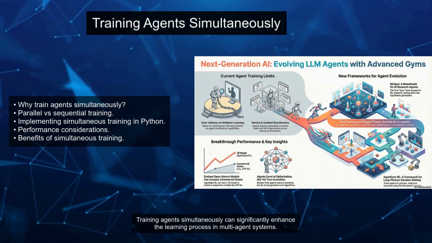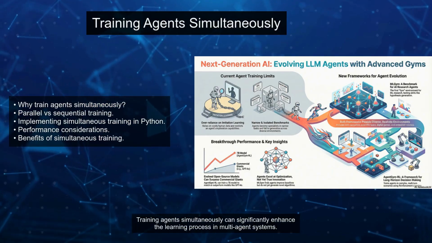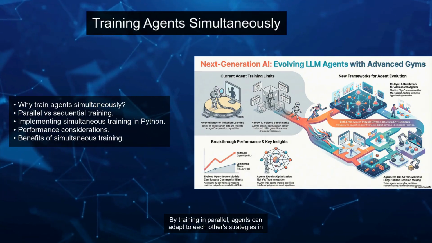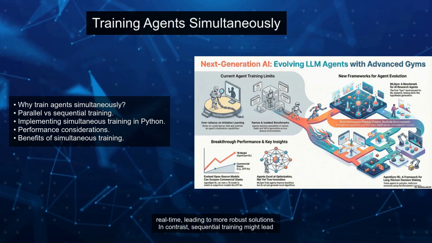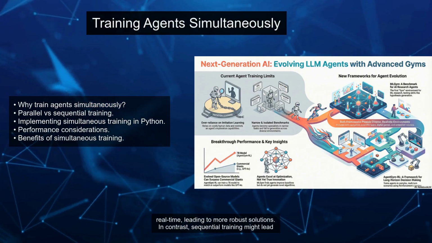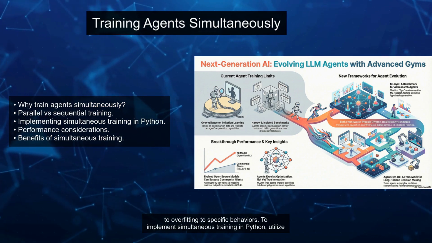Training agents simultaneously can significantly enhance the learning process in multi-agent systems. By training in parallel, agents can adapt to each other's strategies in real time, leading to more robust solutions. In contrast, sequential training might lead to overfitting to specific behaviors.